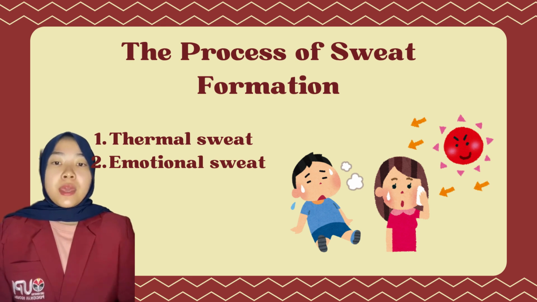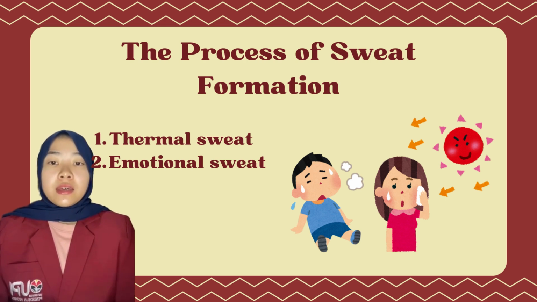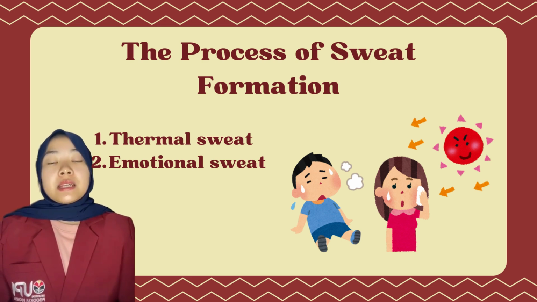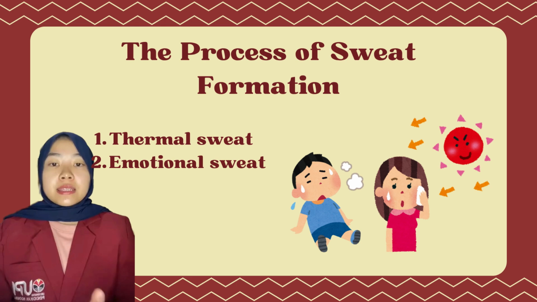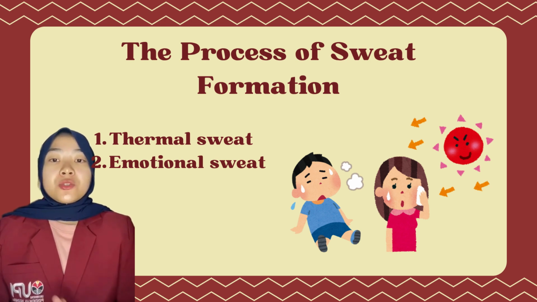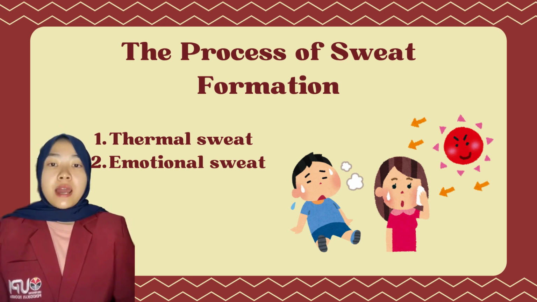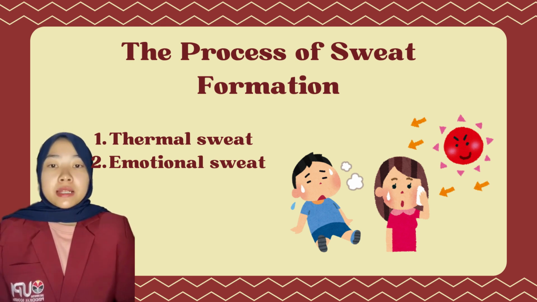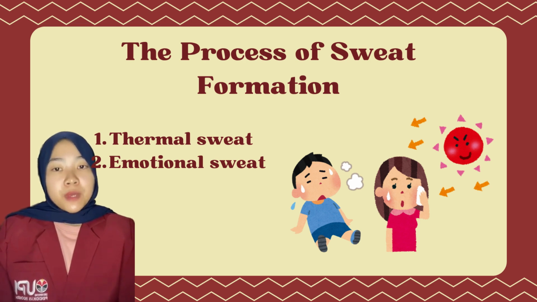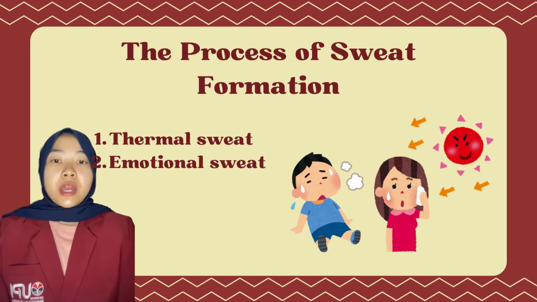Meanwhile, emotional sweat is produced in response to emotions such as anger, embarrassment, and anxiety. It is generally released in certain areas such as the armpits, palms, and forehead. Unlike thermal sweat, emotional sweat is stimulated by the brain to be produced by apocrine glands, which are found only in specific parts of the body, such as the armpits, palms, groin, and forehead.